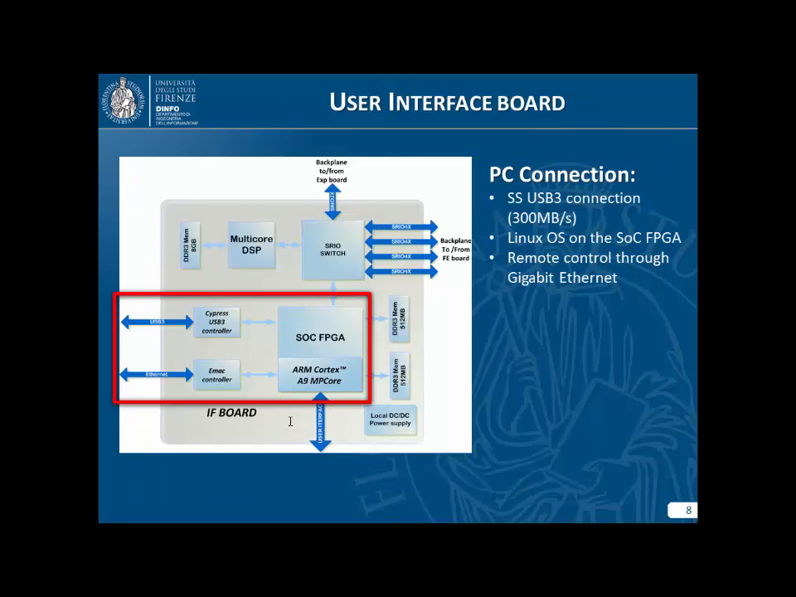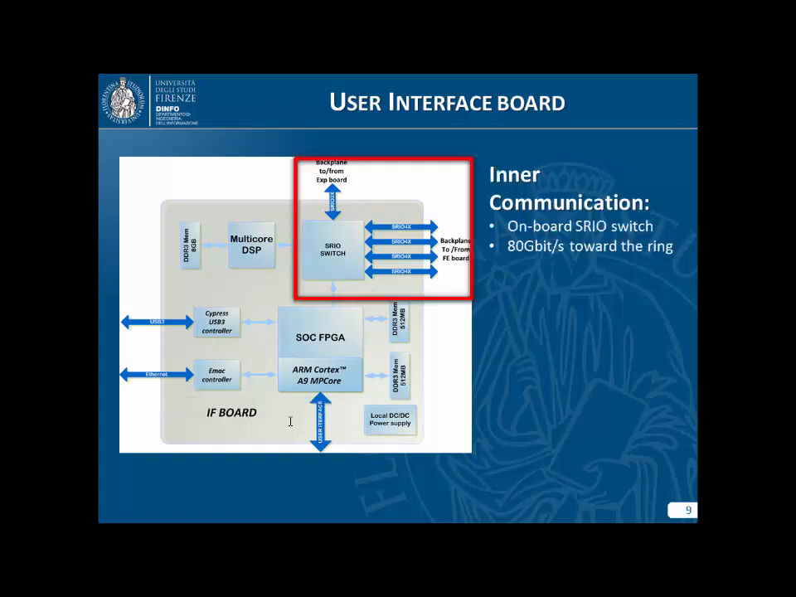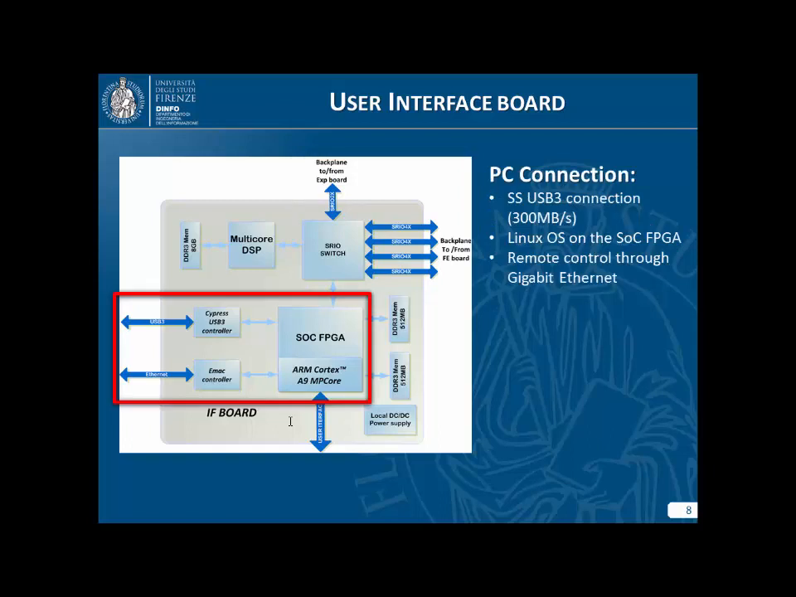The board has USB 3, the main connection for the system, which can handle a real transfer rate of 300 megabytes per second. And with this connection, we can interact with the PC software, which controls the system and displays the real-time elaborated data. But on the system-on-chip FPGA, which we have on the board, we implemented also a Linux operating system, which can use the Ethernet connection, which is here. And in this way, we can also remotely control the system from any point of the internet.